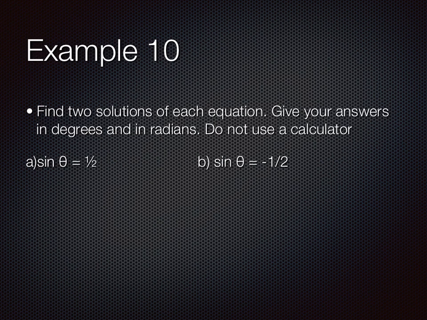Okay, example 10 says find 2 solutions of each equation and give your answers in degrees and in radians. Don't use a calculator. So this time this is actually the reverse. I am telling you what the sine is in this case. You need to give me what angle it would match. So I'm going to pull in the unit circle so you have a visual on this.